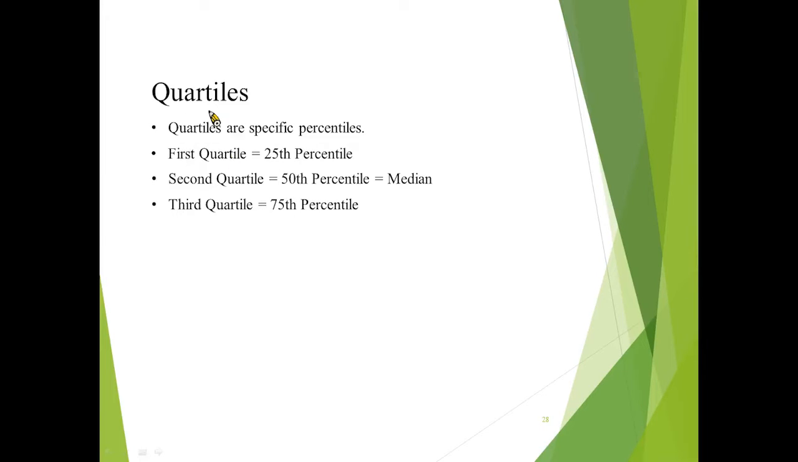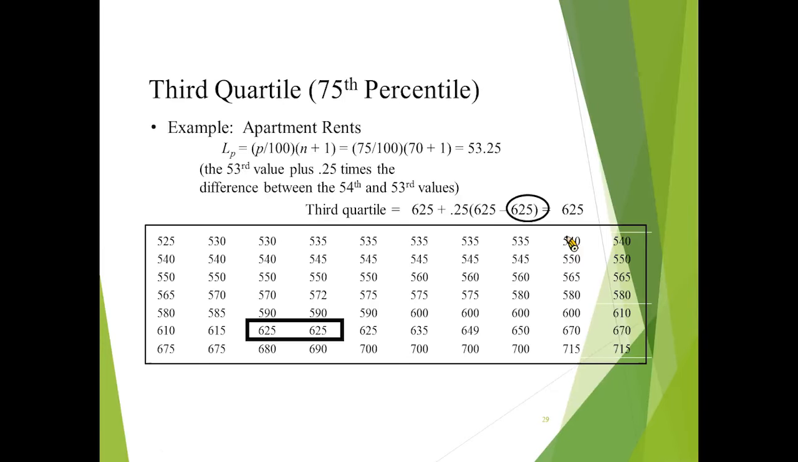And the next one is the quartile, specific percentiles. The first quartile is the 25th percentile. The second quartile is the 50th percentile, the median. And the third quartile is the 75th percentile. So we can see the formula, and in SPSS we can do this very easily.